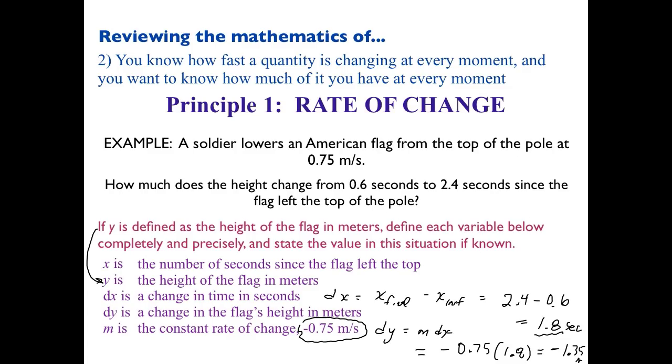Right? So given any change in time, that negative 0.75 meters per second, that constant rate of change, tells us the change in height for that change in time. Not just for 1 second. Any change in time, right? Including, in this case, 1.8 seconds.